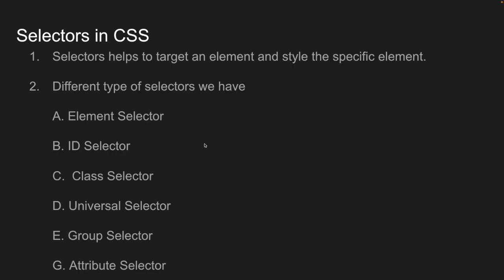First thing, what is a selector? A selector is very useful whenever you are targeting a particular element and you want to apply a specific style to it. At that time, we will use selectors. There are different types of selectors like element selector, ID selector, class selector, universal selector, group selector, and attribute selector. We'll discuss each and every selector with an example. So let's start with the element selector.